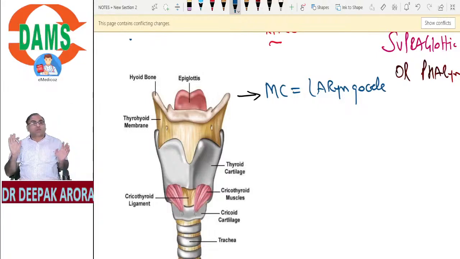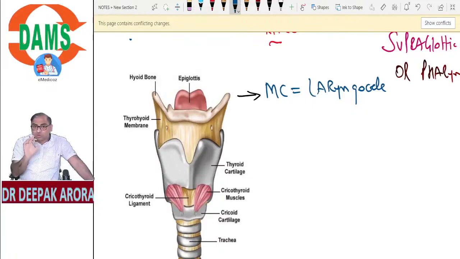The supraglottic segment. What is the most common congenital anomaly of the larynx? Laryngocele. The first concept. In the next hour, we will crack this topic to the core so that we can revise it properly. At the last, I will make a mind map of this topic so that you can revise very comfortably. We will learn the topic, condense it, and then make a mind map, condensed on a single page.